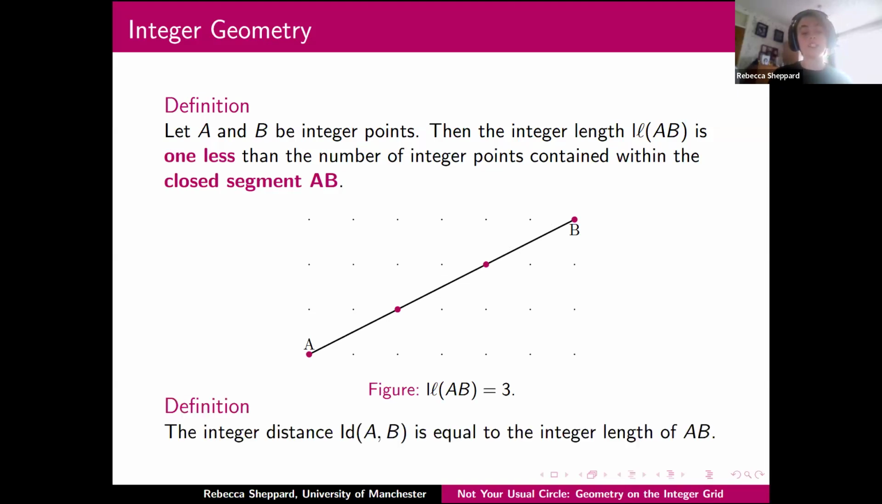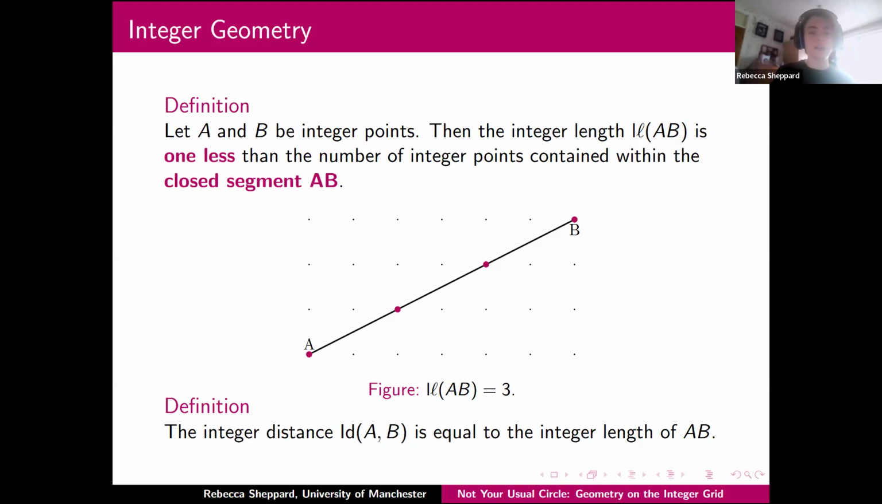We remark that the integer distance between A and B is equal to the integer length of AB. This isn't a distance in the metric space sense, but we just use the term distance to describe it, because it makes the definitions of circles nicer. And it has a nice relationship with the greatest common divisor. If I consider the coordinate points of A and B, the greatest common divisor of the change in x and the change in y is the same as this integer length and this integer distance.